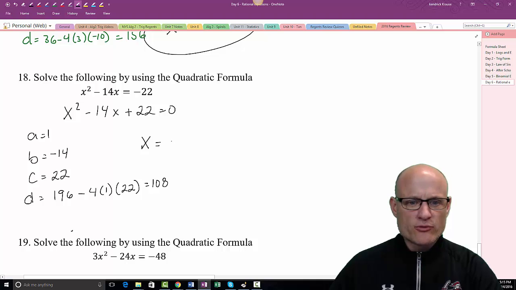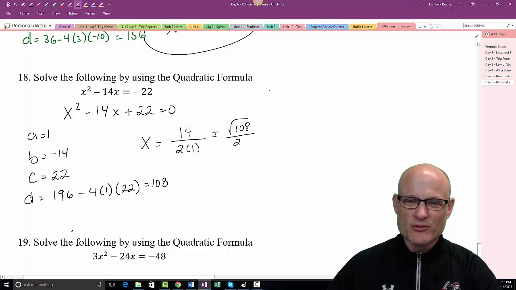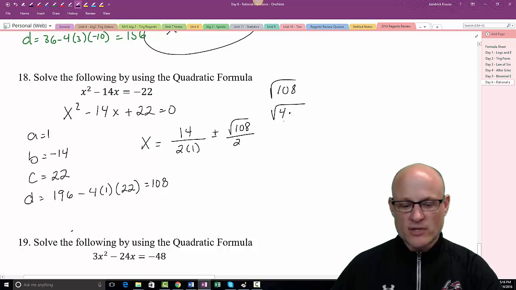So we're going to do x equals negative b is 14 all over 2 times 1 plus or minus the square root of 108 all over 2. Now, the square root of 108, I'm sure 4 goes into it. So if I do 4, I know that goes in, I think, 27 times. Oh, wait a second. In 27, I know a 9 goes into 27. By the way, you would just take 108 and divide by 4. So 4 times 9 times 3.